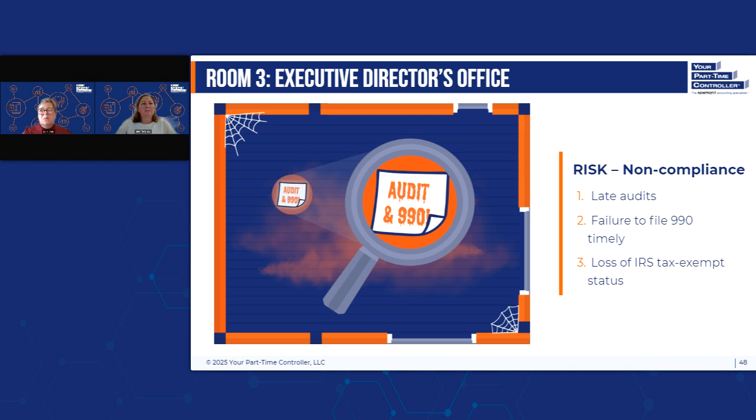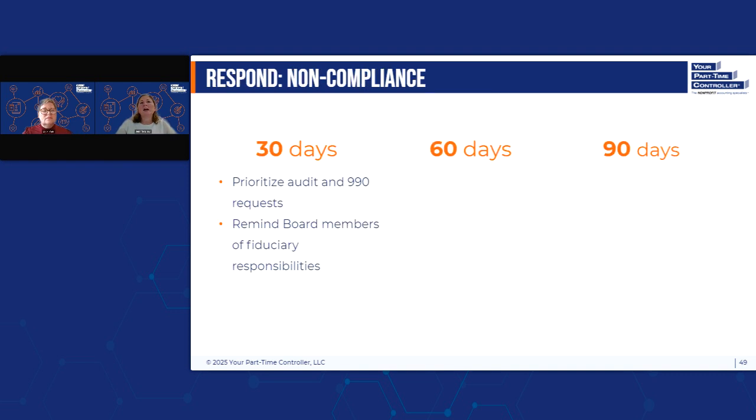All right, Jen, what are we going to do about this? Again, I think this one's simple, right? You just have to prioritize it. Make sure things get filed on time. That's critical for effective governance and that strong ethical culture we talked about earlier today.